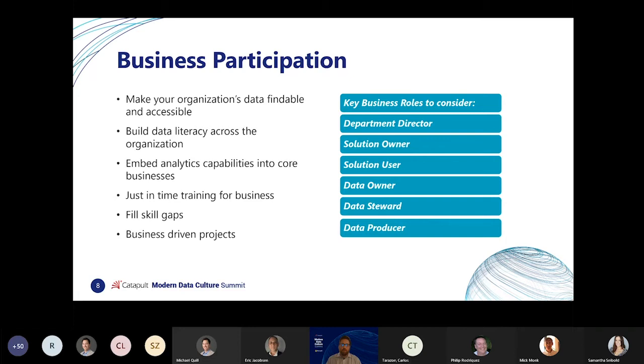Some of the key roles to consider when we're talking business participation: we're often dealing with department heads, but some of the key roles that we see around data are, first, having a strong solution owner who is engaged in the process of building new data solutions. Having those end users of a data solution available for testing and feedback is critical. Having a data owner and a data steward on board is critical in ensuring that, from a technical perspective, those requirements are being met. And then ultimately you've got people who are producing new data within the organization, keying in data. You need to understand their challenges as well to really provide a comprehensive solution that meets everyone's needs. So those are some of the key roles you'll see. There are more roles, but this is not an exhaustive list, just some things to think about when rolling out projects.